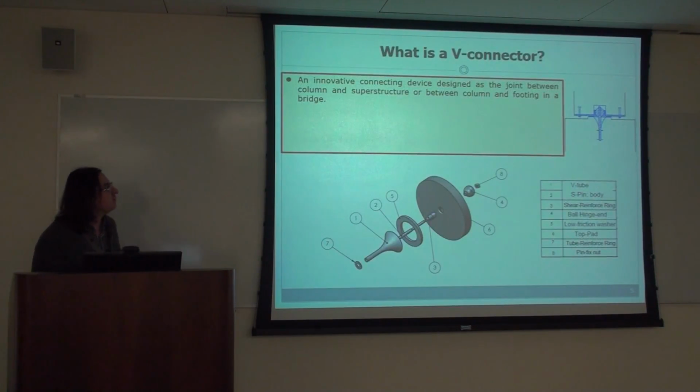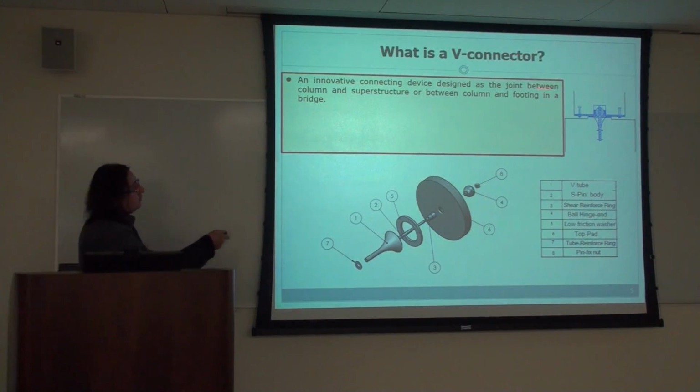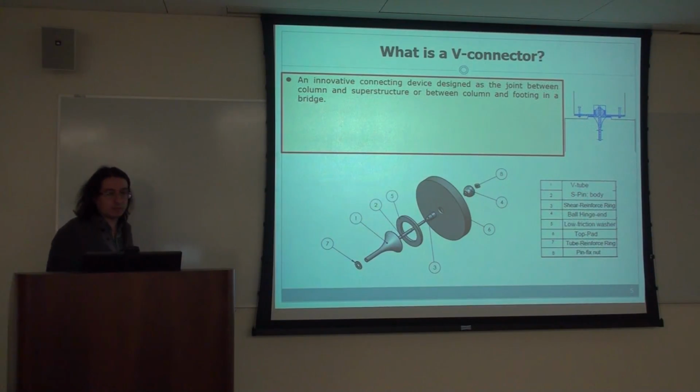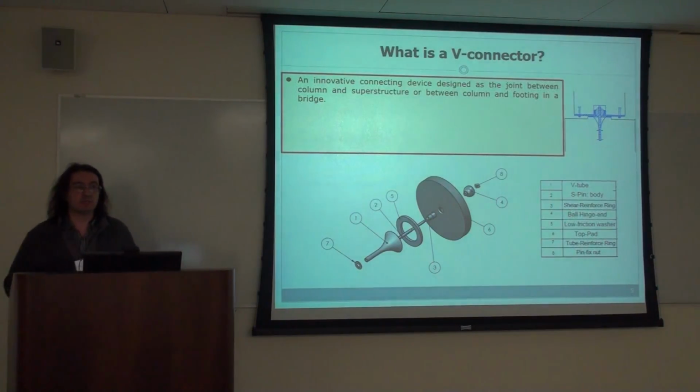So what is this V connector? Basically, this is a cross-section that shows the device. It's an innovative connecting device that is designed as the joint between the column and superstructure, or between the column and footing in a bridge.